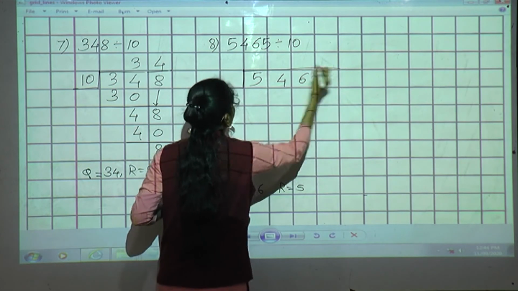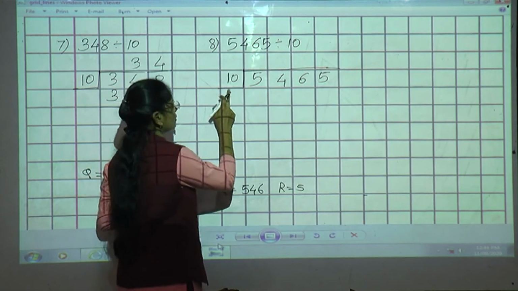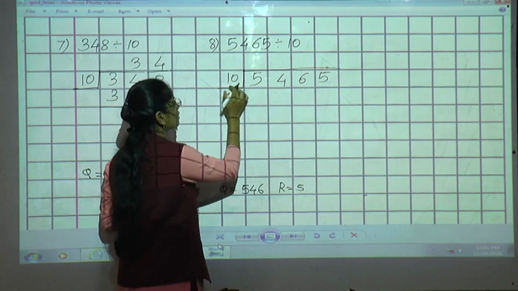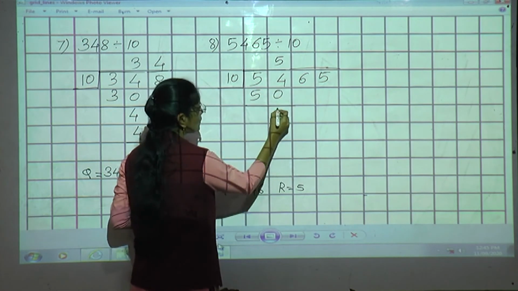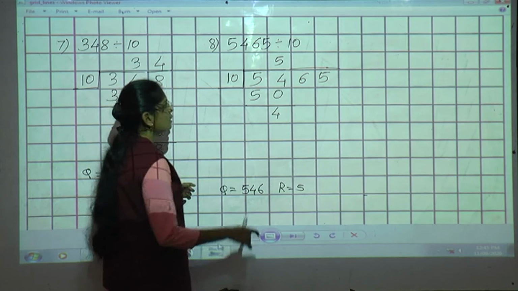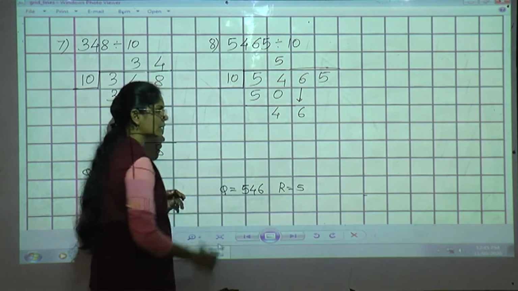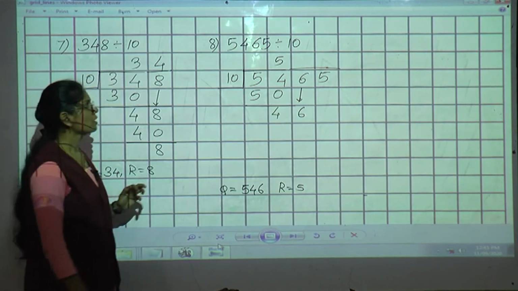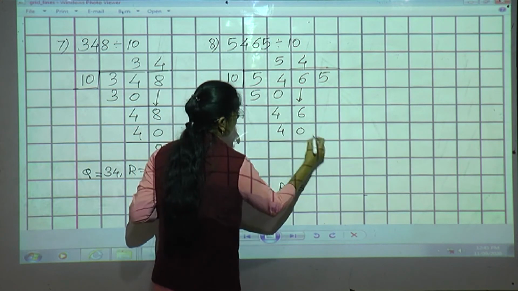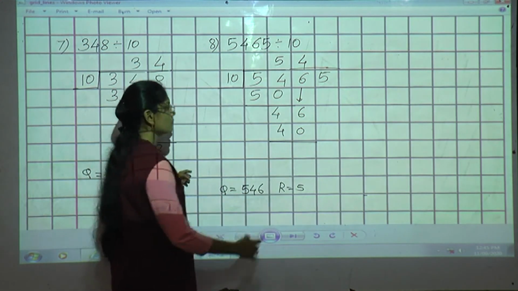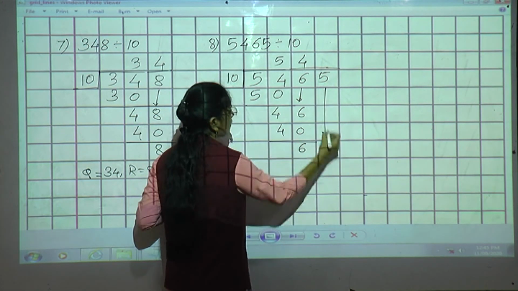5465 by 10. Okay. Now 5 is smaller than 10. So we will take 54 together. 10 5s are 50. Now 54 minus 50. Okay. In the next step, this 6 will come down. So write here 6. Now here we have 46. Now 10 4s are 40. Then 46 minus 40. Yes, 6. Okay. And in the last step, this 5 will come down.